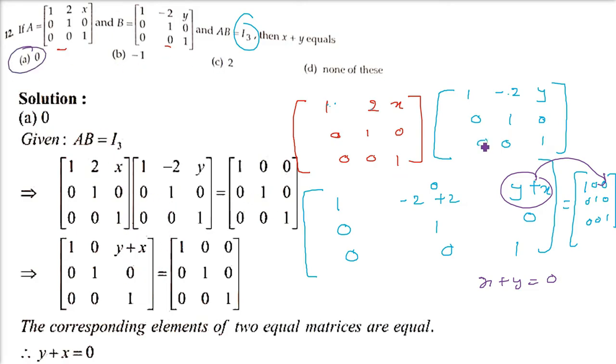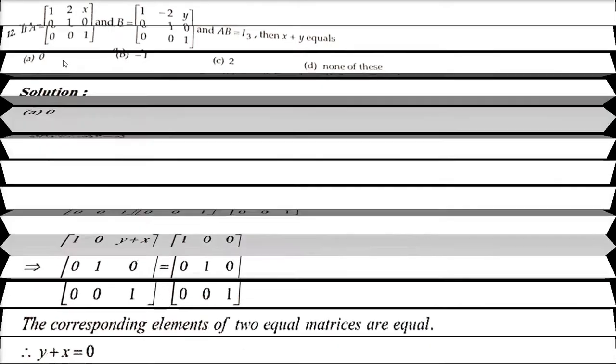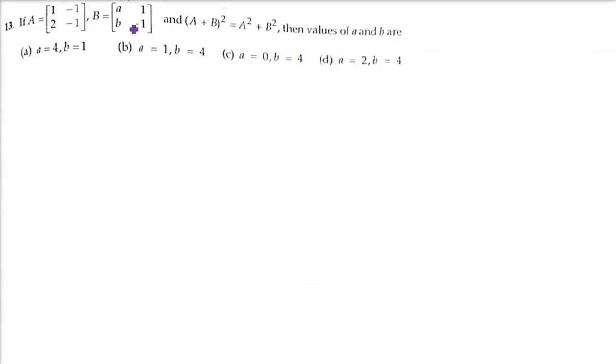I hope you'll be able to do this. A and B is this. A plus B whole square is A squared plus B squared. Then find the values of A and B.